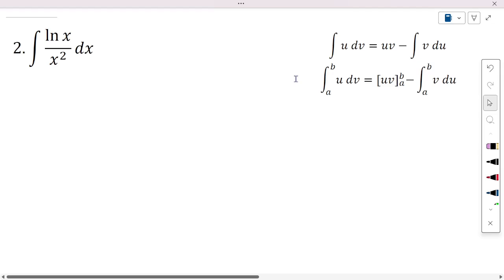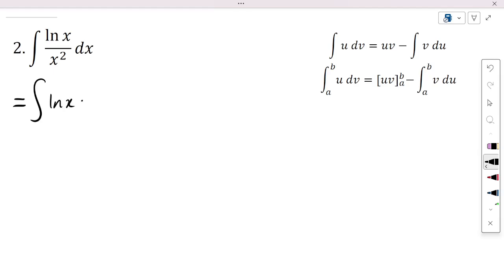Okay, so for this one, we have a rational function, or a rational integrand. We have ln x over x squared. Now, first of all, we need to rewrite this into a product because it makes it easier. I just want to let you know that integration by parts works for quotients and products, but you would rather write it as a product because it follows this one right here, where this is the product of u and dv. So it'll be equal to the integral of ln x multiplied by x to the power of negative 2, with respect to x.